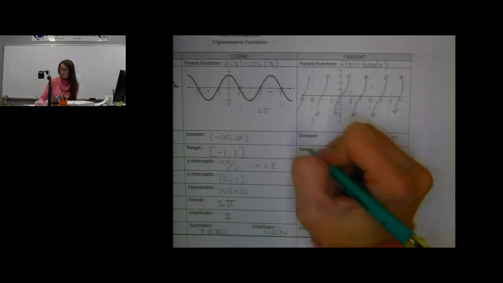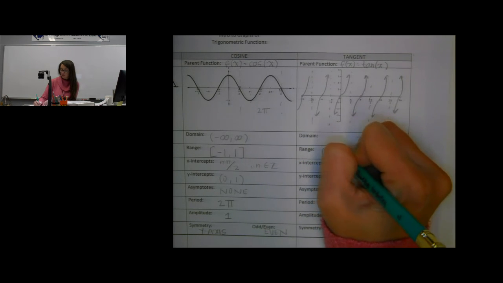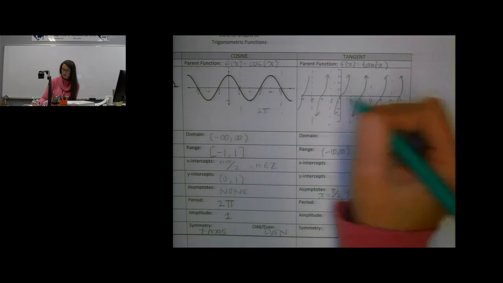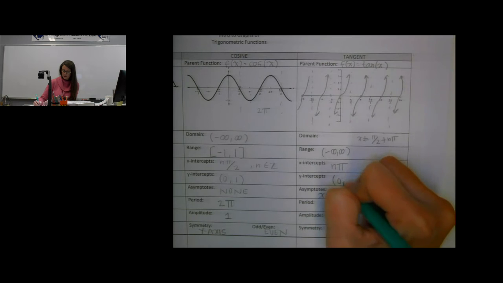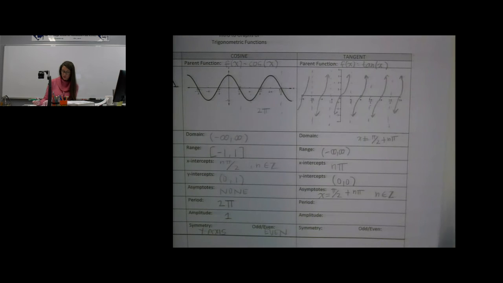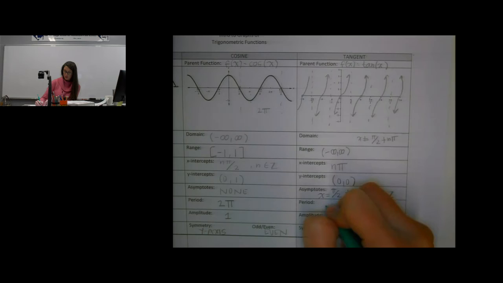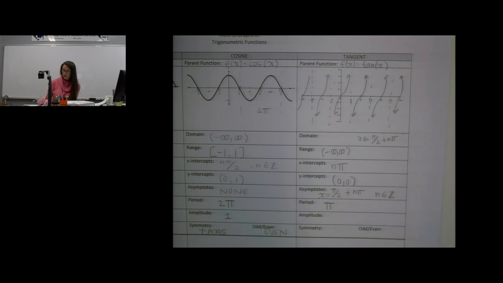Okay. The range of values is going to be negative infinity to infinity. It's going to cross the x-axis at each pi. It crosses the y-intercept at 0, 0. So this one, this period is going to be pi. Okay, right? Because it repeats, and there's going to be no amplitude. So we'll just call that undefined. Okay, so this is an odd function, so it's got origin symmetry.